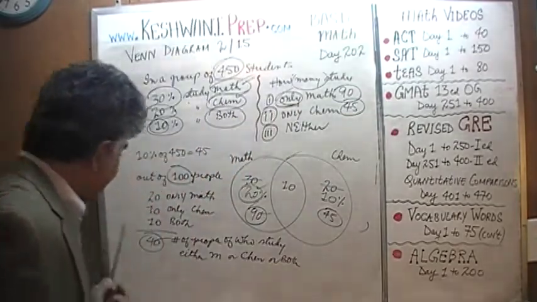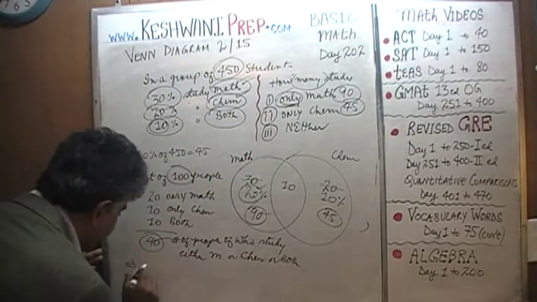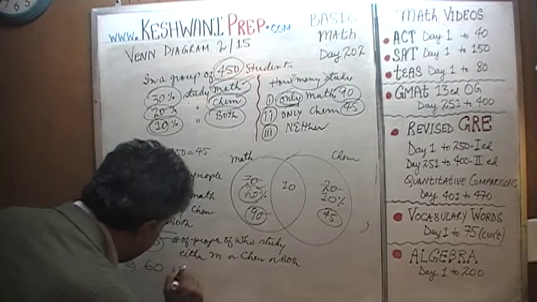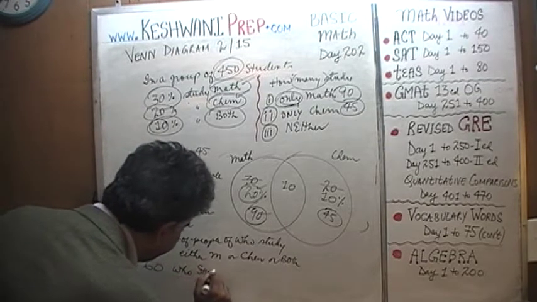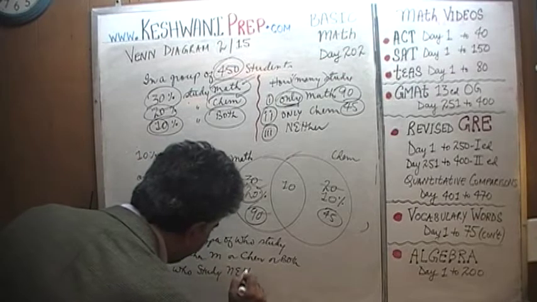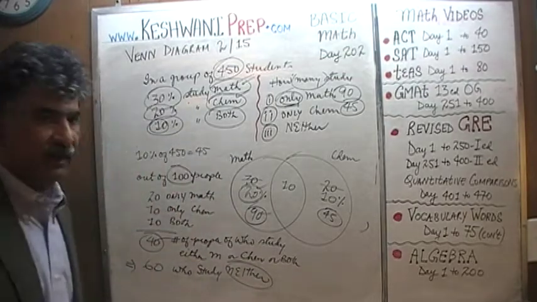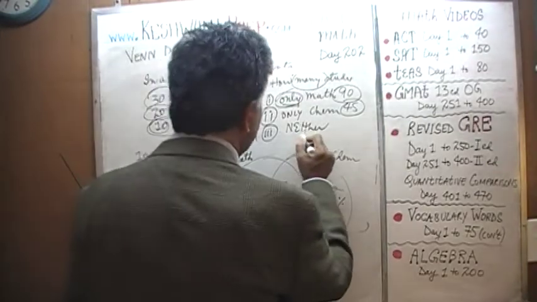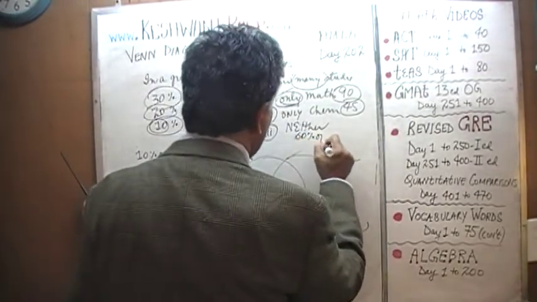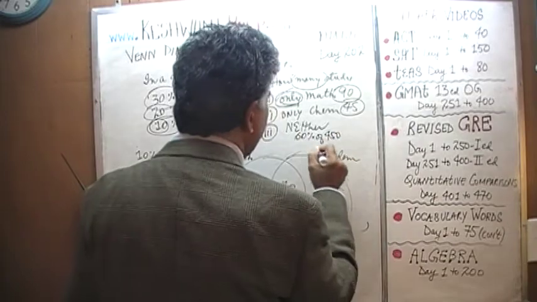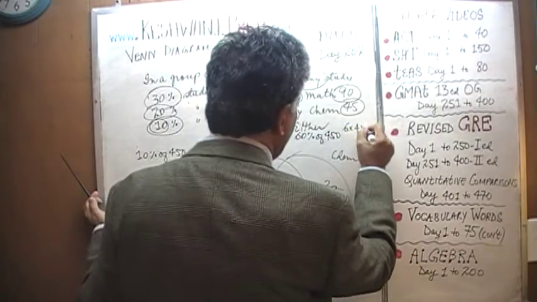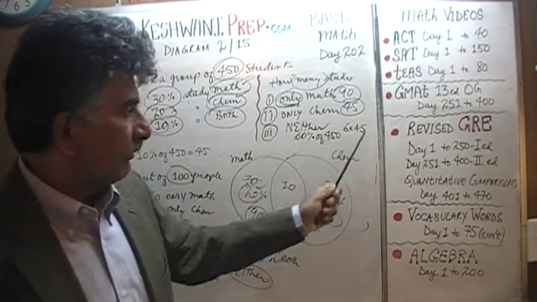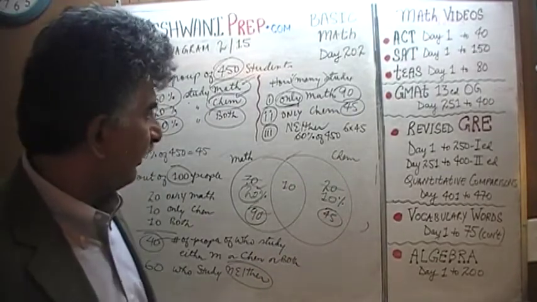Well, this in turn implies, therefore, that there must be 60 people who study neither. They study neither. That's your idea, 60%. 60% of 450 is 6 times 45, because 10% is 45, so it's 6 times 45. I don't know what 6 times 45 is.